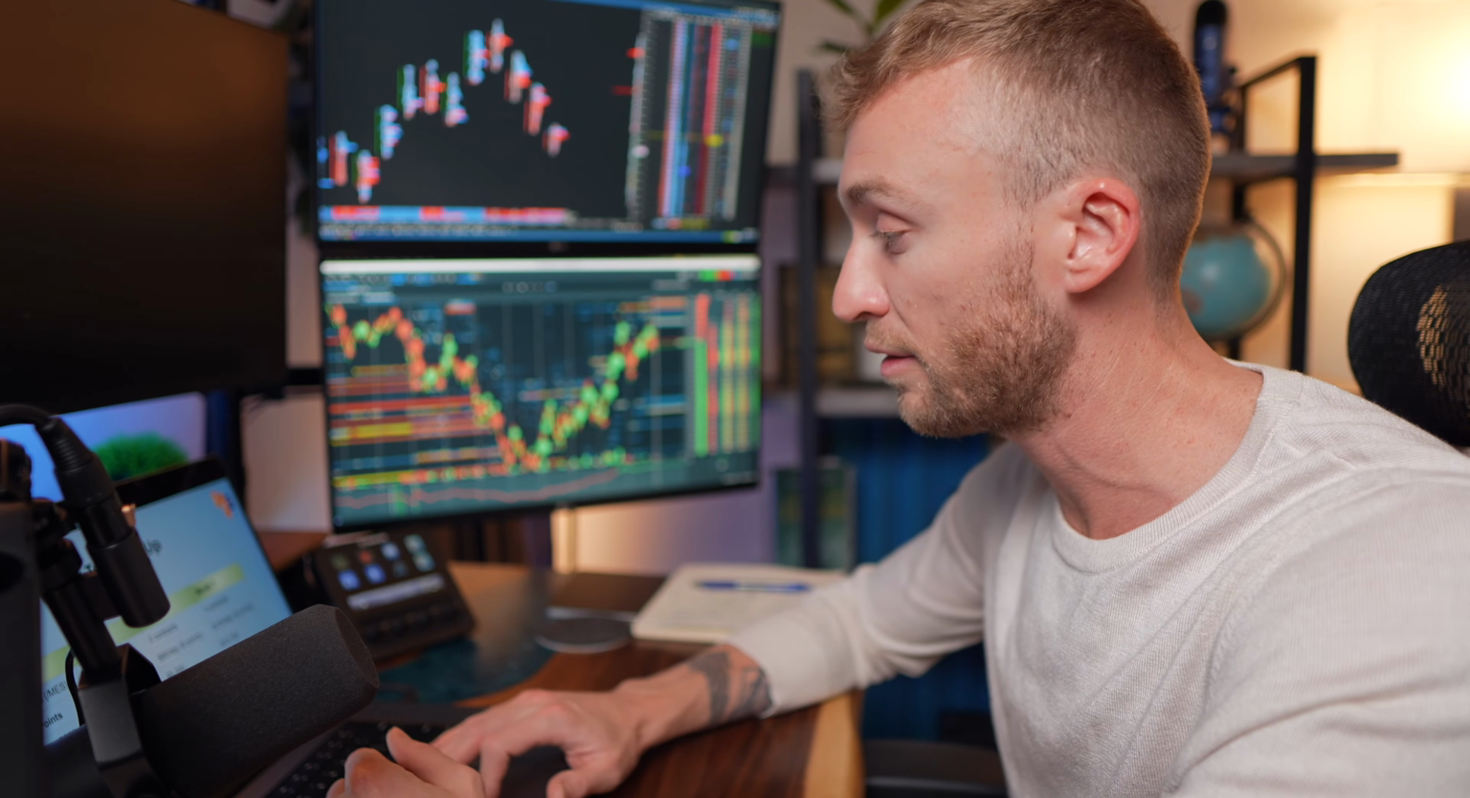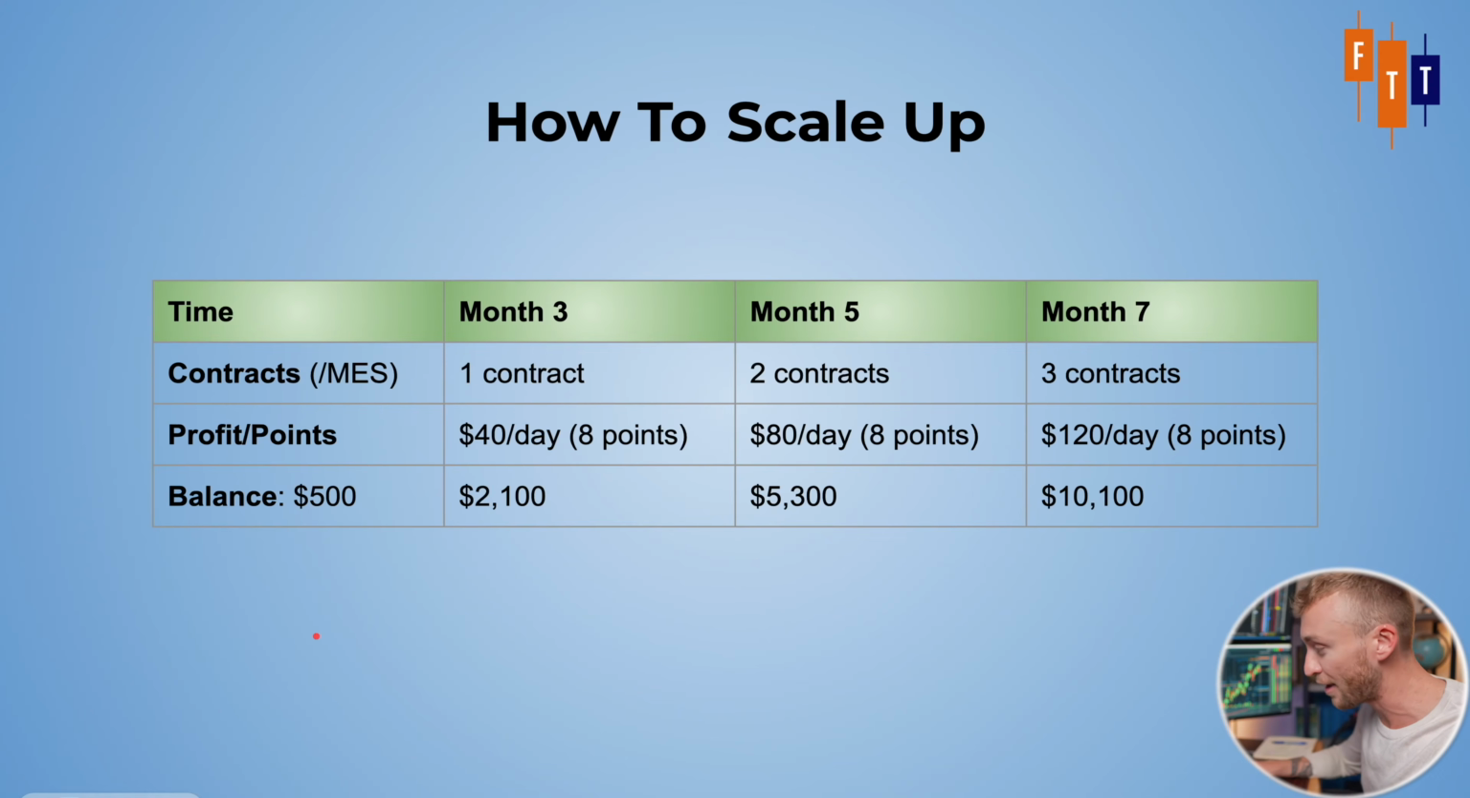And if you find yourself struggling, the number one thing I can recommend you to do is cut back your size to the smallest size possible, trade 1 MES contract, and start from there and figure out what you're doing wrong and start fixing it without the fear of losing a ton of money. Do not go in trading max size. I can't urge it enough.